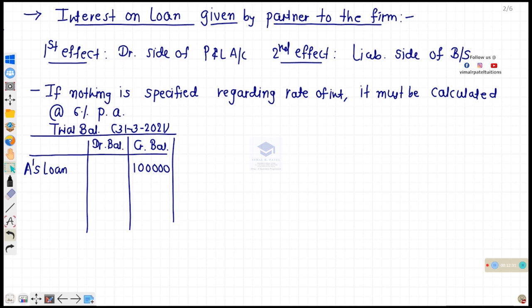So first effect will be on the debit side of P&L account, outstanding interest on A's loan 6,000. Second effect on the liability side of balance sheet, outstanding interest on A's loan. Now suppose in the trial balance interest on loan is given 2,000. Then see what will happen.